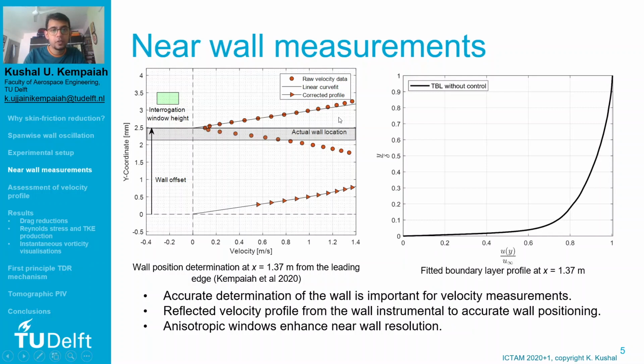Here in the figure on the left, you can clearly see the raw velocity data indicated by the round dots. Due to the reflections at the wall, you also have a symmetric reflection of the velocity profile. By fitting a straight line close to the wall and observing the offset of the velocity at 0, the wall offset can be obtained. By correcting for it, you obtain a corrected or fitted turbulent boundary layer profile at the measured location. And to obtain the resolution required to resolve the near wall region and the shear stress, anisotropic windows were used to enhance the near wall resolution.